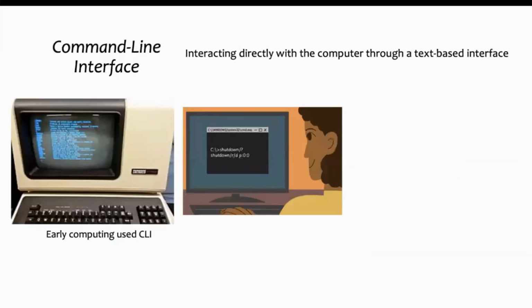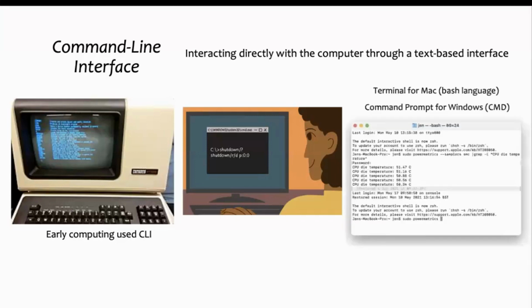And that's the command line interface. The command line interface, in contrast to a GUI, involves interacting directly with the computer through a text-based interface. Most early computing used command line interfaces. If you've seen old computers where all there is is text, just inputting prompts and getting output in the form of text without any graphical interface, that's what we mean. But we still interact with the command line for certain things when working with our computer.